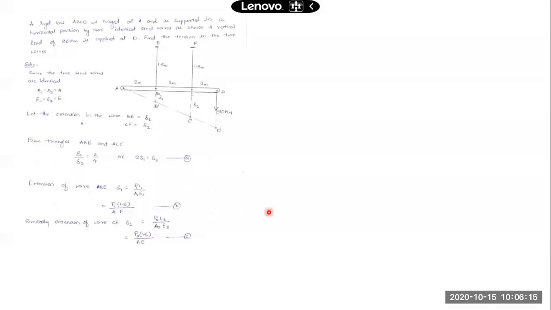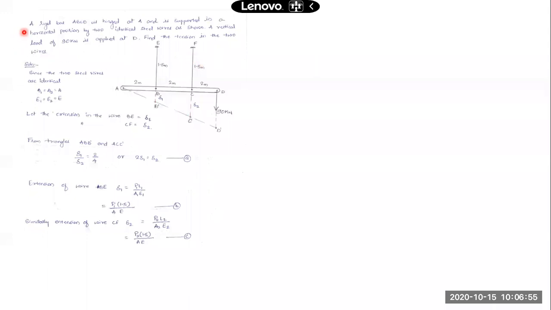Okay, now one more problem in this case. You have a rigid bar ABCD, supported at point A by means of a hinge, and also connected to two steel wires, BE and CF. Once a load of 90 kilonewton is applied at the end D in this way, the deformation or the tension in these two wires has to be determined.